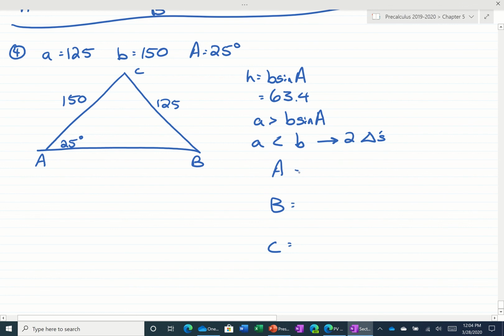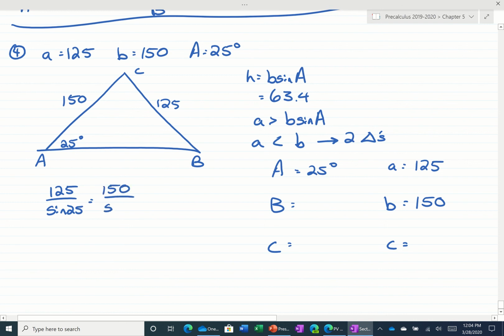The next lesson that we're going to be doing, you don't have to worry about there being 0, 1, or 2 triangles. That's just with the law of sines. All right, so we have to do the law of sines here. 125 over the sine of 25 equals 150 over the sine of angle B.